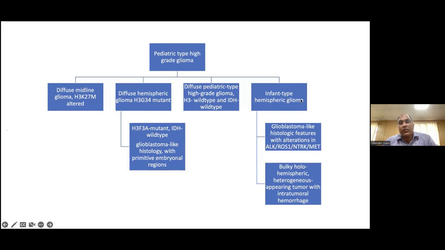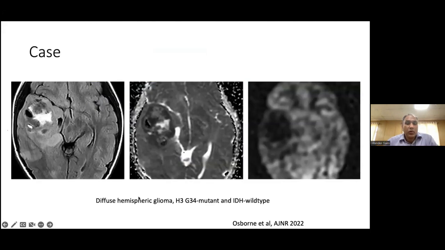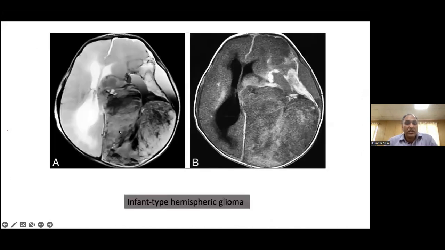And then there can be infant tumors, infant-type hemispheric gliomas. So this is an example of a diffuse hemispheric glioma, which is H3 G34 mutant. Previously, we used to label them as GBM, but now they are molecularly characterized. And you can see not much perfusion, but a lot of diffusion restriction, indicative of a lot of cellularity within the lesion, but not much angiogenesis. And it's a large heterogeneous lesion, not much edema, involving the right temporal lobe. This is an infant tumor, a large hemispheric tumor.